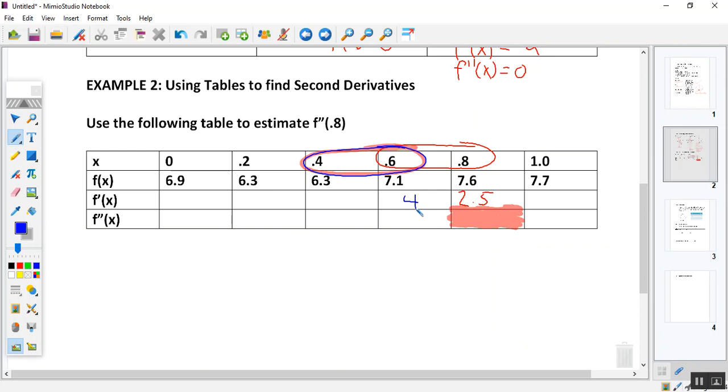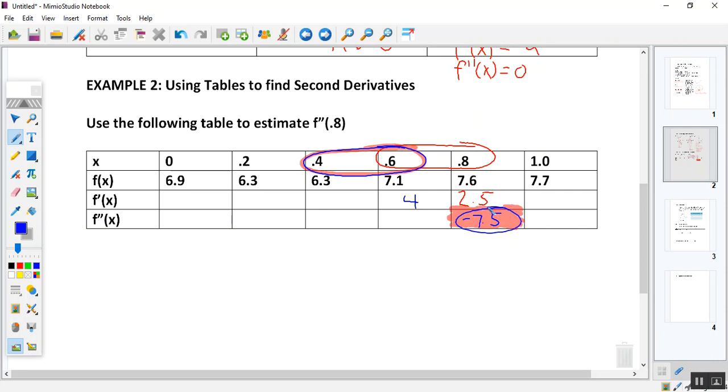So I would take now 2.5 minus what, kids? 4. What is 2.5 minus 4? Take that negative 1.5 and divide it by that interval we're working with, 0.8 to 0.6. So take that negative 1.5 and divide by 0.2. Kids, I have a question.